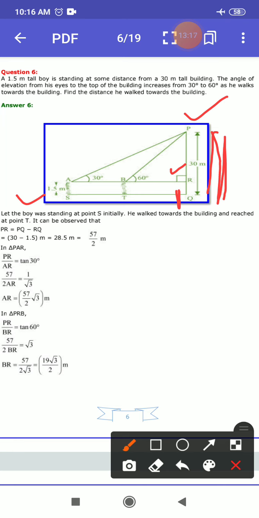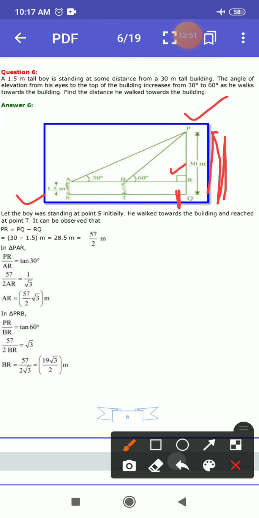PR. Now we have the actual building, which we have to calculate. So PR is equal to 30 minus 1.5, and then after you have to get 28.5. That value you have to convert into 57/2 meter. OK, then after, what you have to find here, you have to find first of all this total value, and then after you have to find this total value. If you have to subtract this total value from this total value, then after you have to find this value.